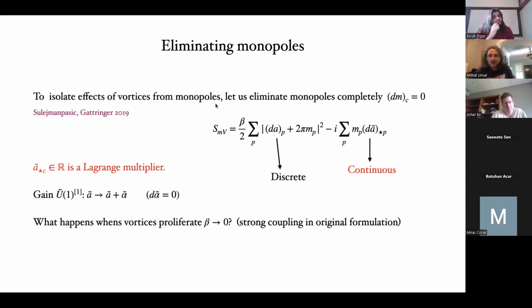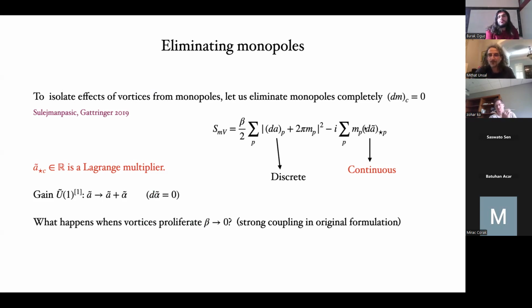Now, let's do the following. Let's work with Villain, and we want to isolate vortices from monopoles. So we can eliminate monopoles completely by introducing a Lagrange multiplier. This is a continuous field. But when we do this, we gain this shift symmetry, a vectorial shift symmetry, which is a one-form symmetry. And we can ask, we eliminated monopoles, what happens when the vortices proliferate in the beta goes to 0 limit? This is the strong coupling limit in the original formulation, strong lattice coupling under normal circumstances where we did not eliminate the monopoles. This is certainly confining.